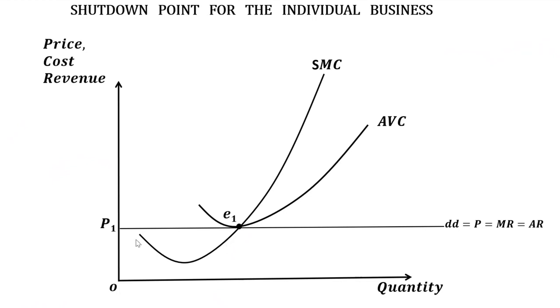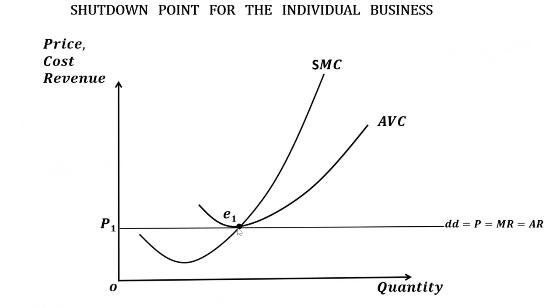At a price below P1, the firm will produce zero quantity of goods because the firm will shut down. It is important that the firm's revenue covers the average variable cost for the business to stay in operation. Now, you understand, grade 12s, that this point E1, where your marginal cost is equal to your average variable cost, is your shutdown point.